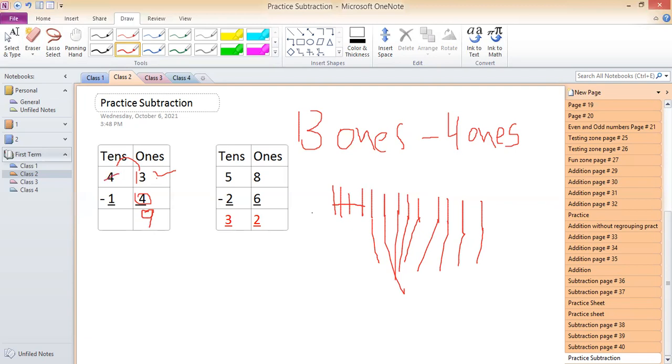Now, this is not 4 because it has given 1 to the ones. It is 3. 3 minus 1 equals 2. This is the answer.